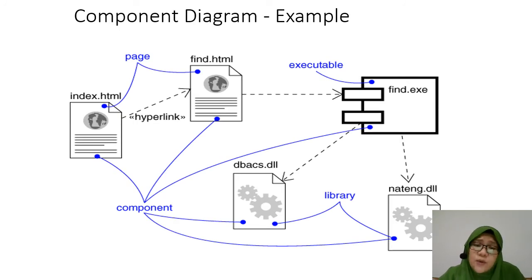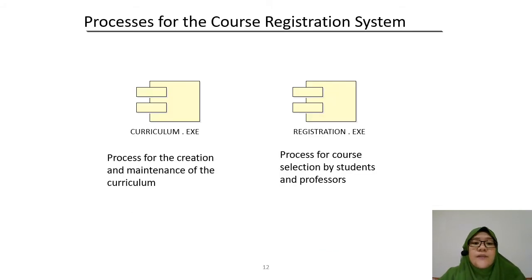Okay, so this is another way you can do it as well, right? So rather than just drawing using the component, you specify your HTML file and your library files as well, right? So this is also a simple way. It looks a bit more complicated. So like I said, your executable file can represent processes such as the process of creation and maintaining the curriculum, or process of registration, or things like that.